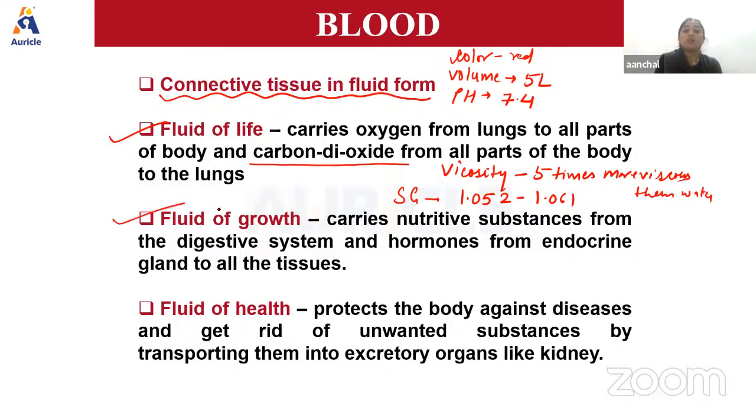Then it is a fluid form of growth. Why is it known as the fluid form of growth? Because it is responsible for carrying nutrient substances from the digestive system and hormones from endocrine glands to all the tissues. So from absorption in the intestine, the blood is responsible for carrying various nutritive substances which are responsible for the growth of the person.